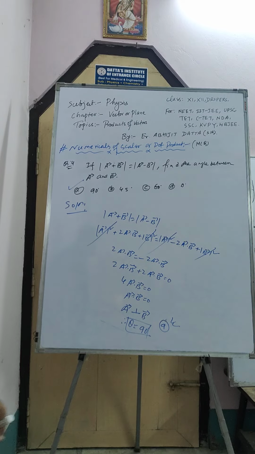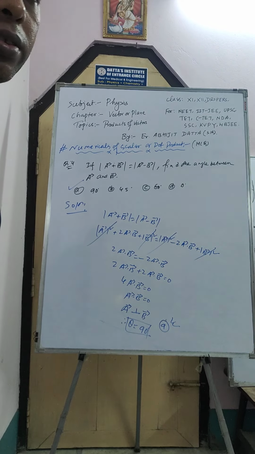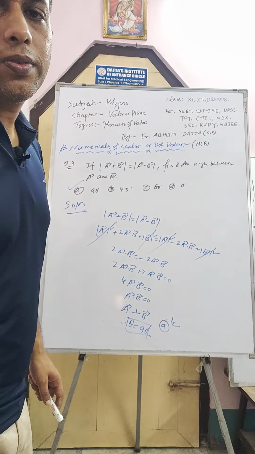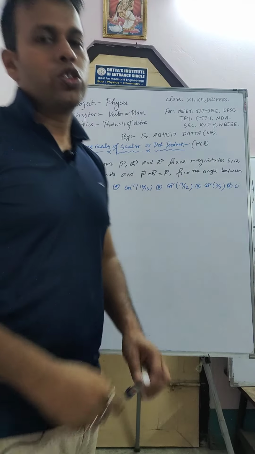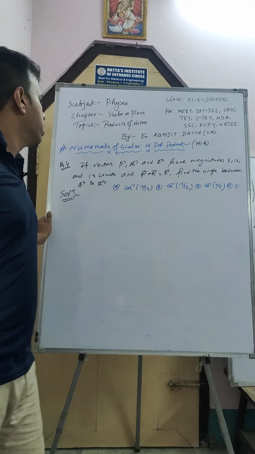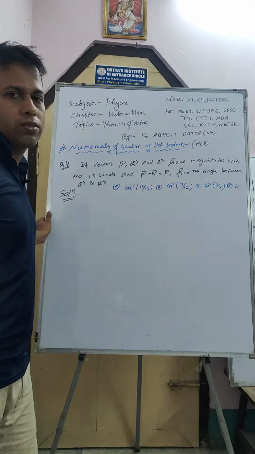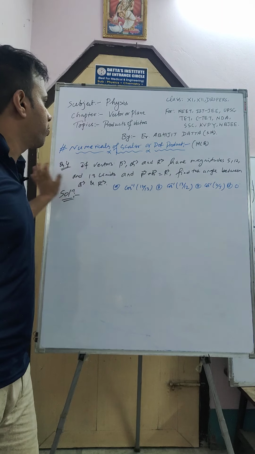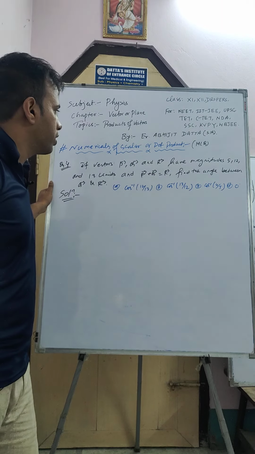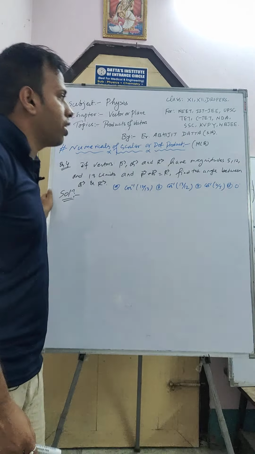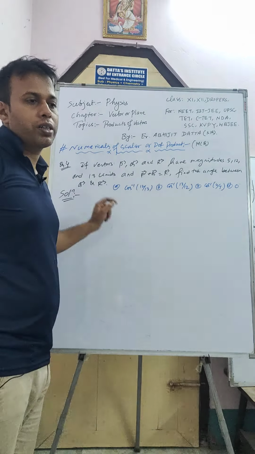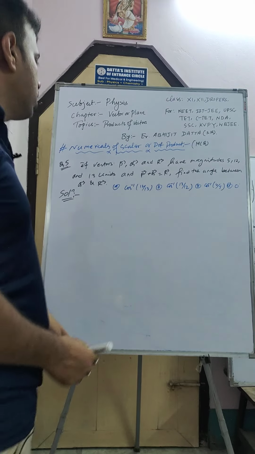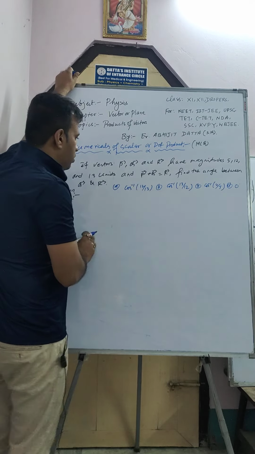So take a screenshot here. So the next question is, if vectors p, q, r have magnitudes 4, 5, 12, 13 units and p plus q equals r vector, then find the angle between q vector and r vector. So we have to find the angle between q vector and r vector.